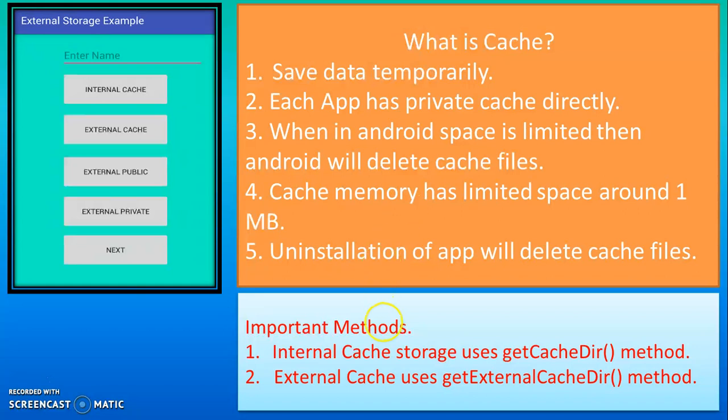And for performing cache operations, we have 2 types, internal and external cache. Here there is a use of the getCacheDir method if you are using internal cache. So by using getCacheDir, your data will be stored in the cache folder in the internal storage. And for external, the getExternalCacheDir method is required. Data will be stored in the SD card in the cache folder.